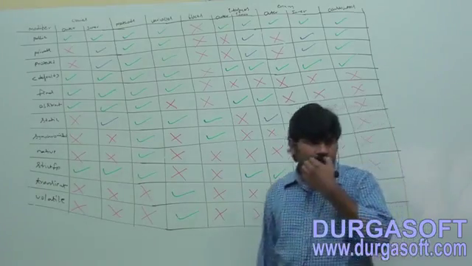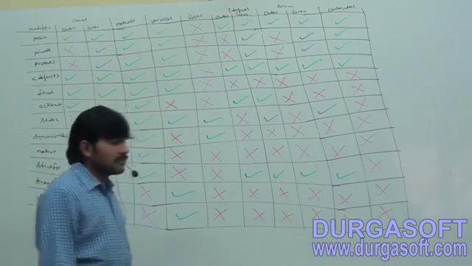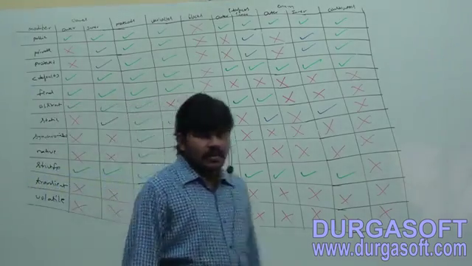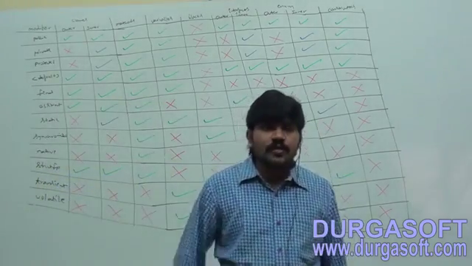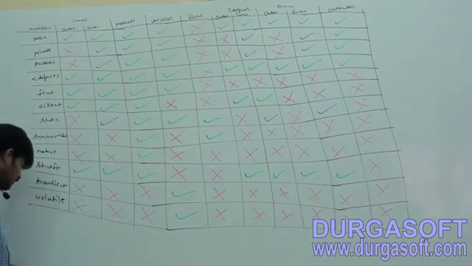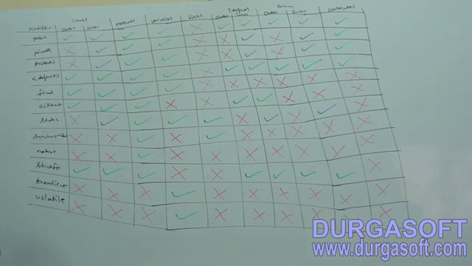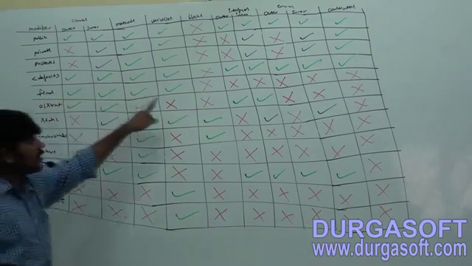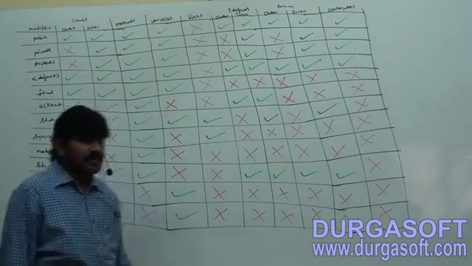Next, the third point: the modifiers which are applicable for classes but not for interfaces. Can you tell which modifiers are applicable for class but not for interface? Final is applicable for class but not for interface. Correct. Final.